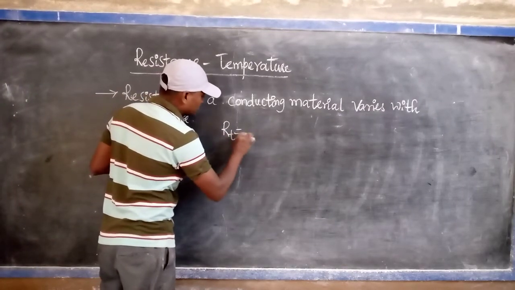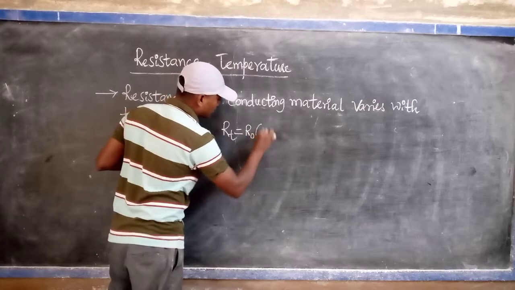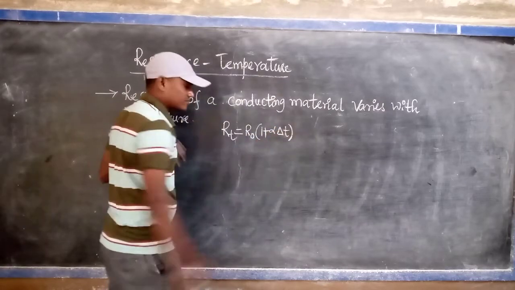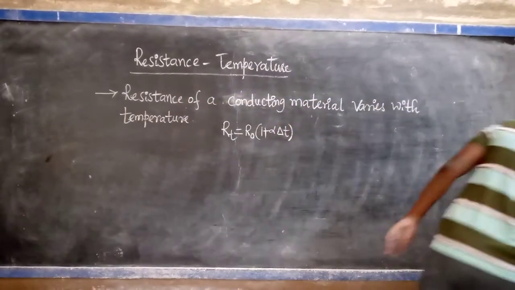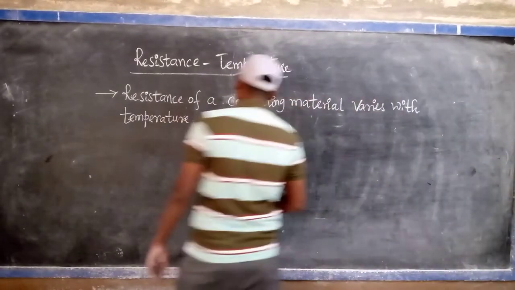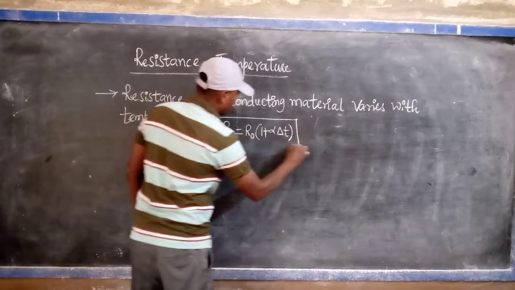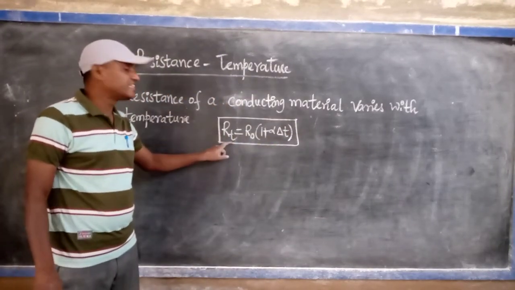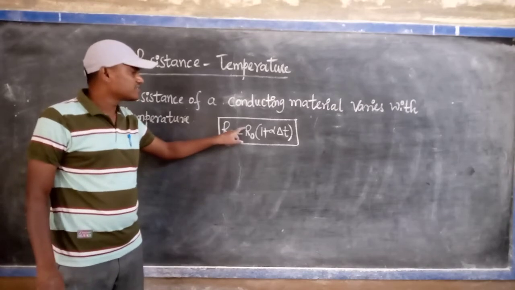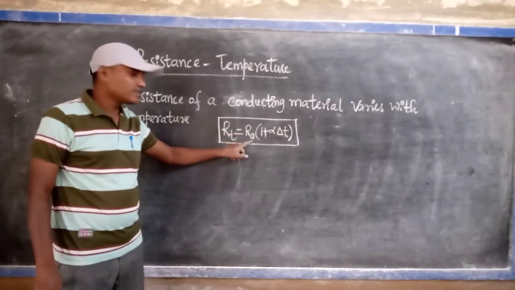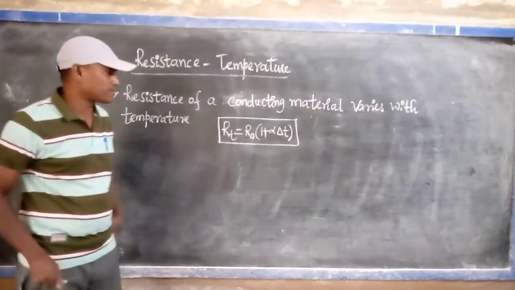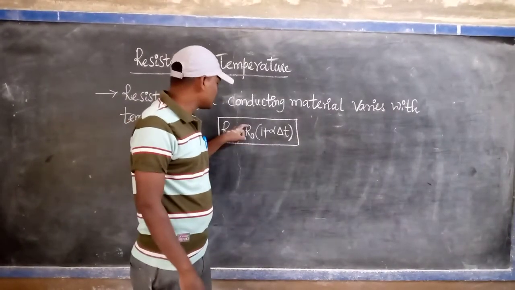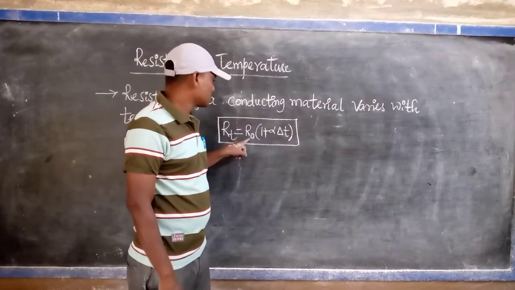R of T is equal to R naught into (1 plus alpha delta T). That formula is also very important. Here R of T is the resistance of the conducting material at temperature T, and R naught is the resistance of the material initially, in the starting of the experiment, before it is connected to the circuit.